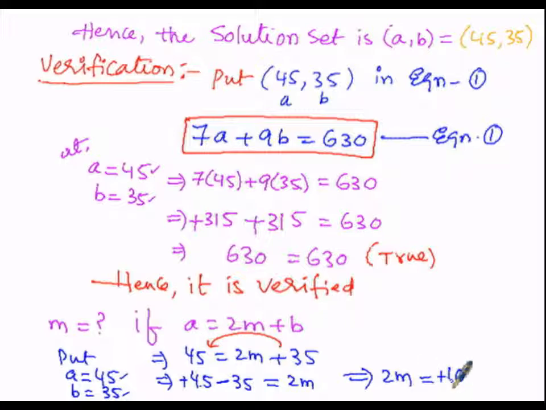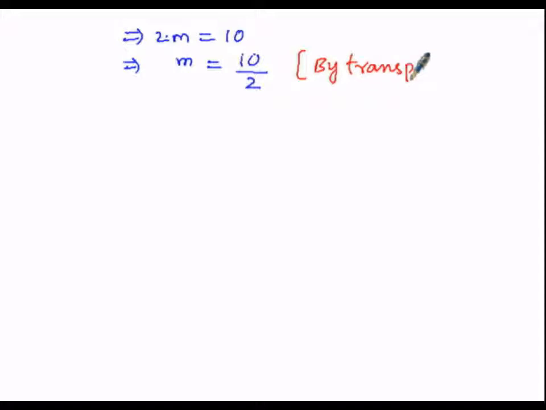So that implies 2m is equal to 10. So I want to find out the value of m. But m is multiplied with 2. So in order to find the value of m, when I transpose the into 2 over to the right hand side, it will divide. So here I got this logical step by transposing the LHS term, that is into 2.